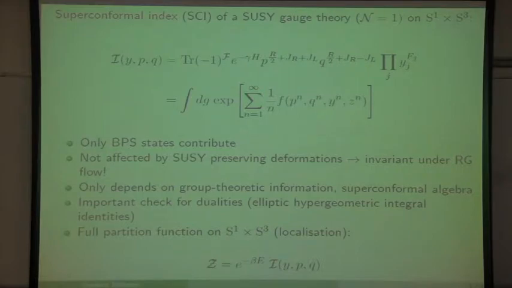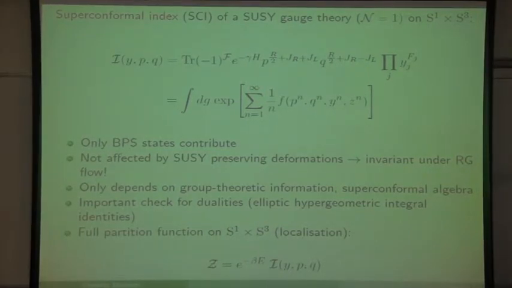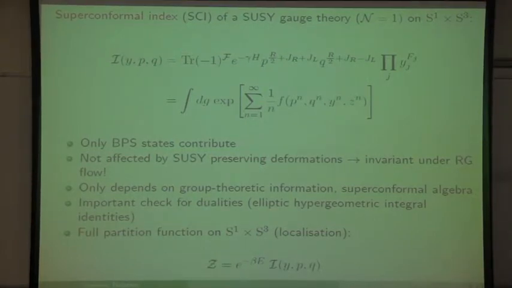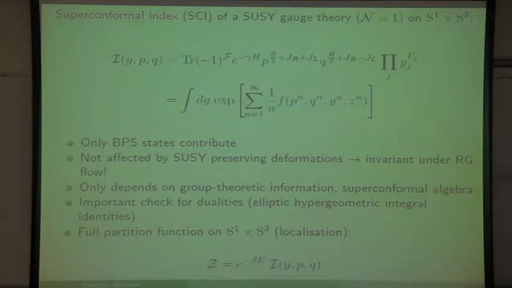It has served as an important check for supersymmetric dualities like Seiberg duality. That means we can compute this object on both sides of the duality, and in principle this should match, which is not always obvious. That's why we need the technology of elliptic hypergeometric integrals. Given two different superconformal indices that should in principle match, we can use some theorems to show that they actually do. This object is also related by localization, mostly due to results in which Dimofte was involved, to the full supersymmetric partition function up to some prefactor.